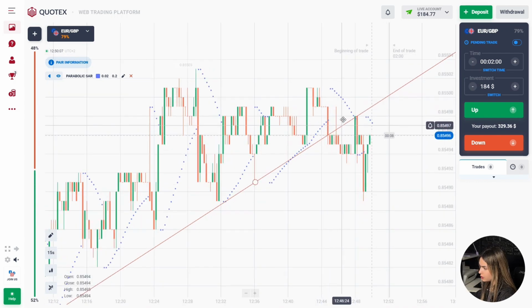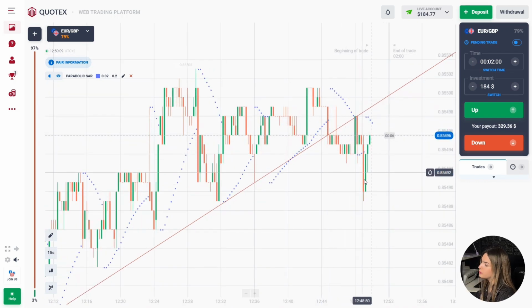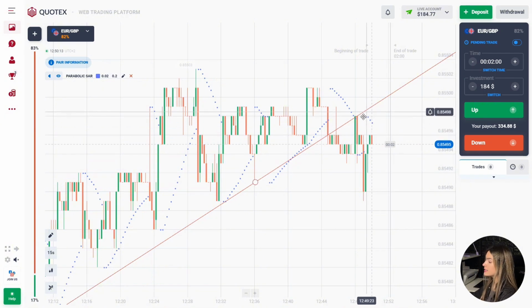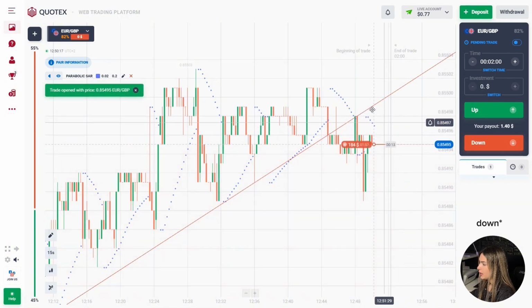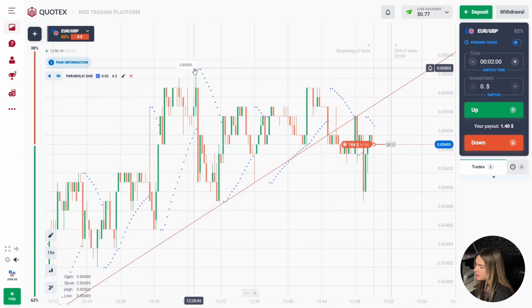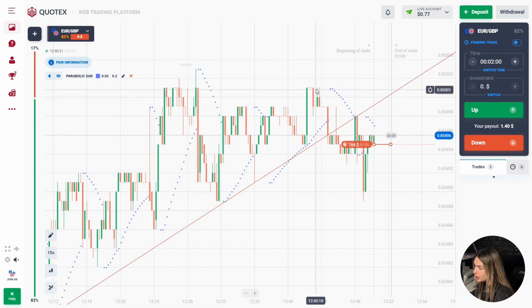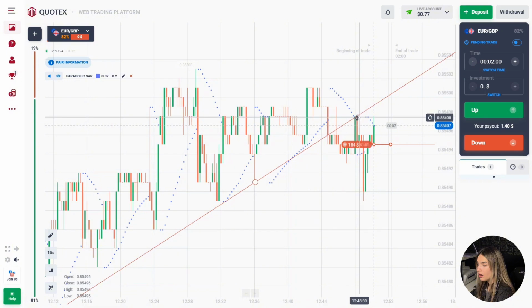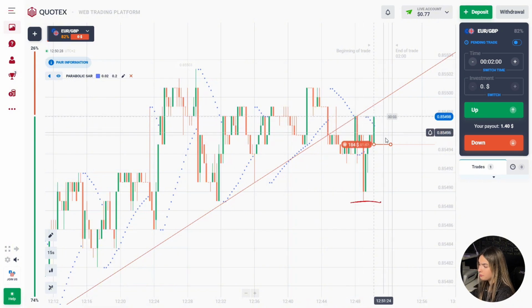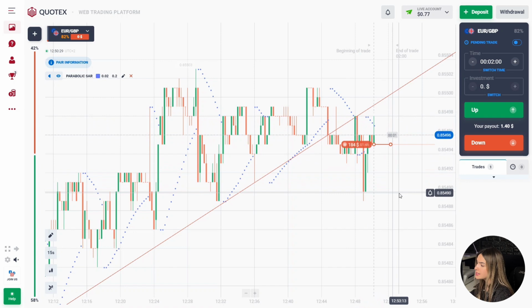So here the price goes below the trend line, while the points of the parabolic are located above the chart. So in such a situation, we'll open a deal for 2 minutes to go down. Because as you can see, the main price highs on the chart are getting lower. Also, there is still enough space left until the last minimum. This means that the price has a good potential for going down.